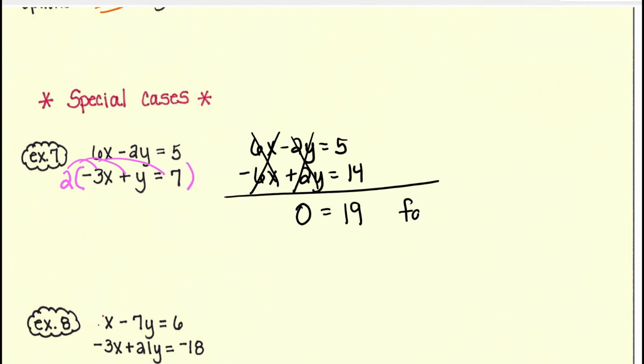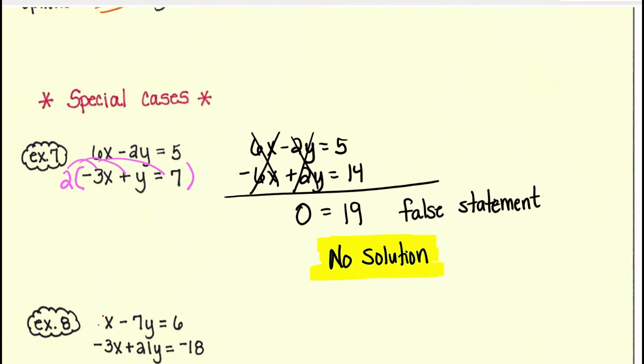Well, 0 does not equal 19. That is a false statement. When you get a false statement, that means there is no solution to those equations. The answer is not false. I know sometimes you might think that because you're used to taking true and false tests, but the answer is no solution because you got a false statement.